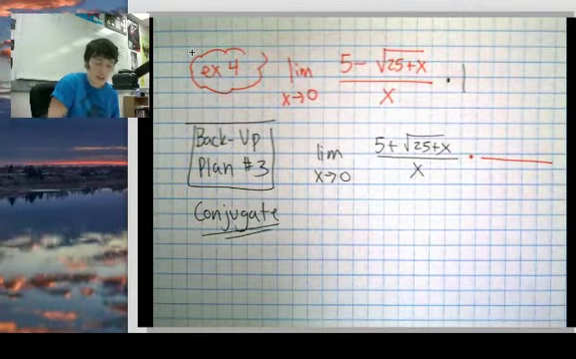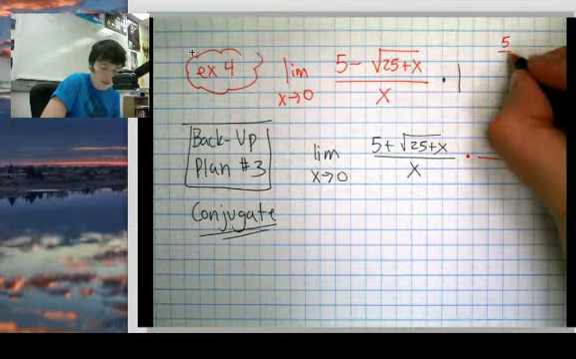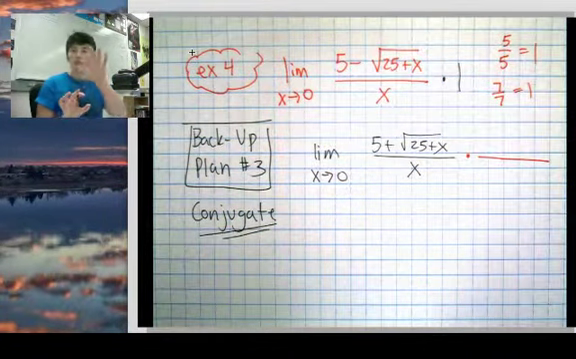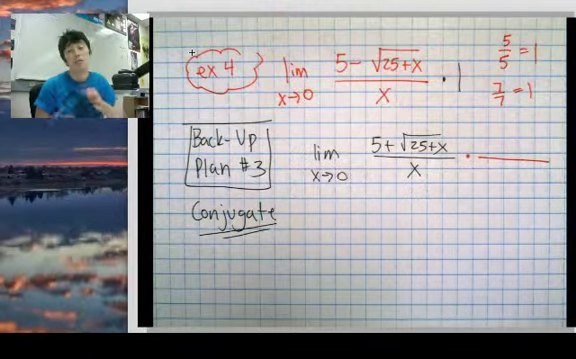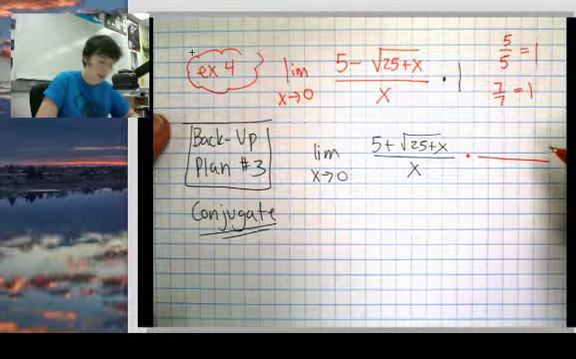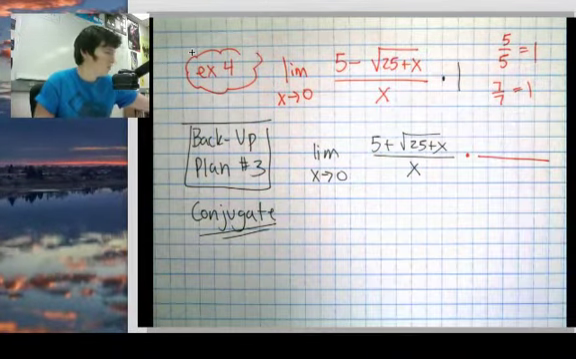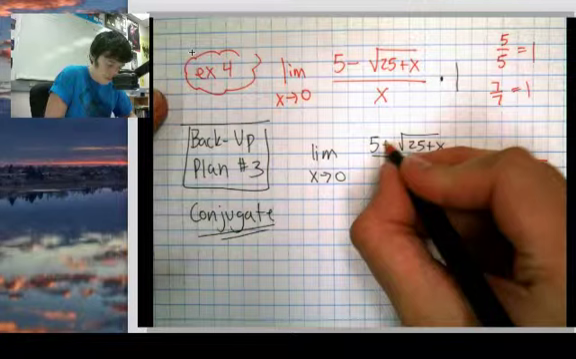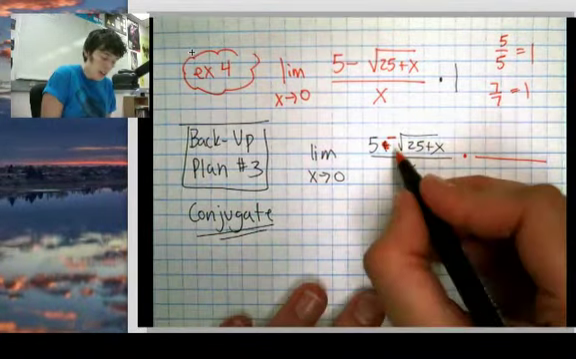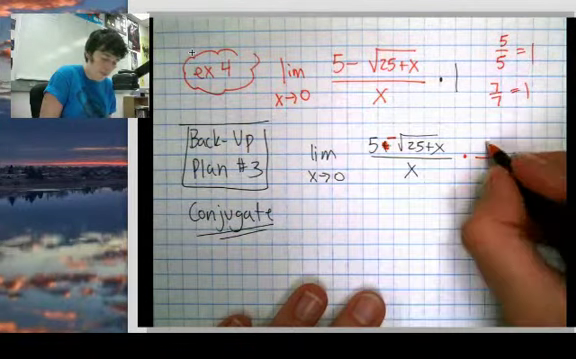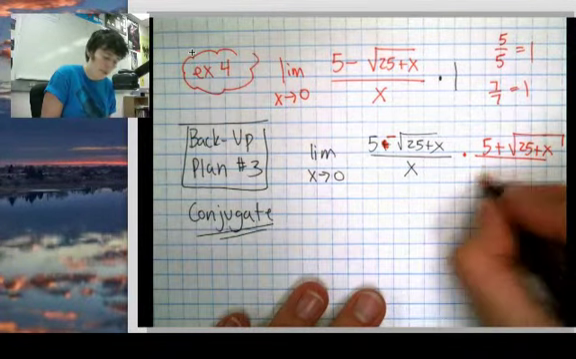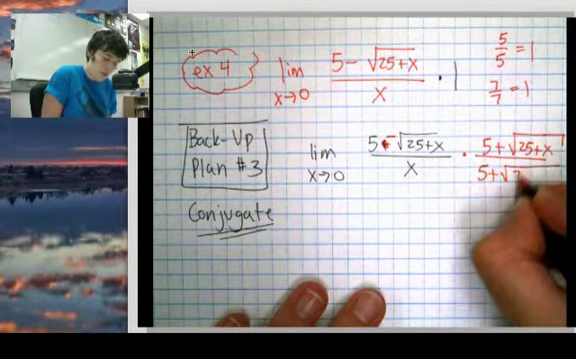Now we know with fractions that if you have 5 over 5, it equals 1, or 7 over 7, it equals 1. Fractions that have the same numerator and denominator, tops and bottoms, equal 1. So I'm going to multiply by 1, but this fraction is going to be a little weird. It's going to be the opposite of this thing. Oh, and I made a typo here. This should be a minus. So I'm going to multiply by, instead of 5 minus the square root, 5 plus the square root of 25 plus x, and the same thing on the bottom, 5 plus the square root of 25 plus x.